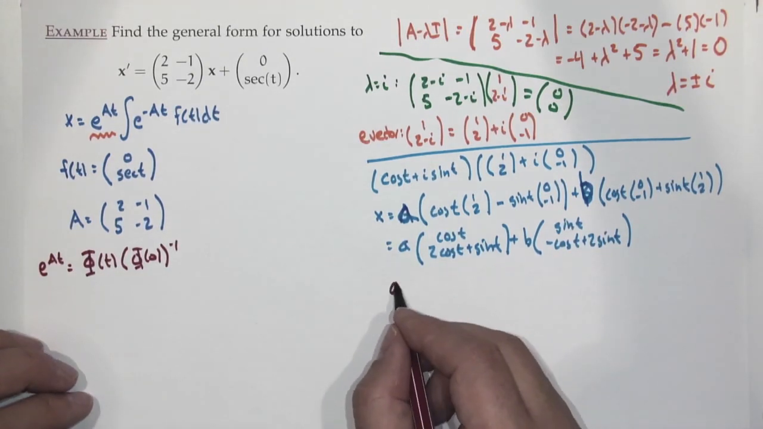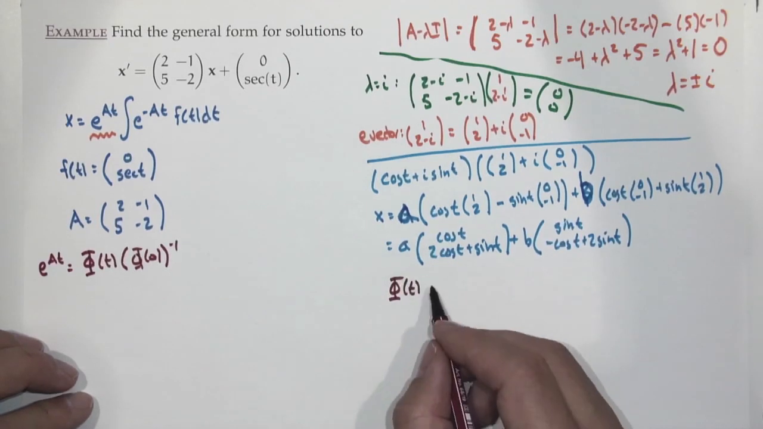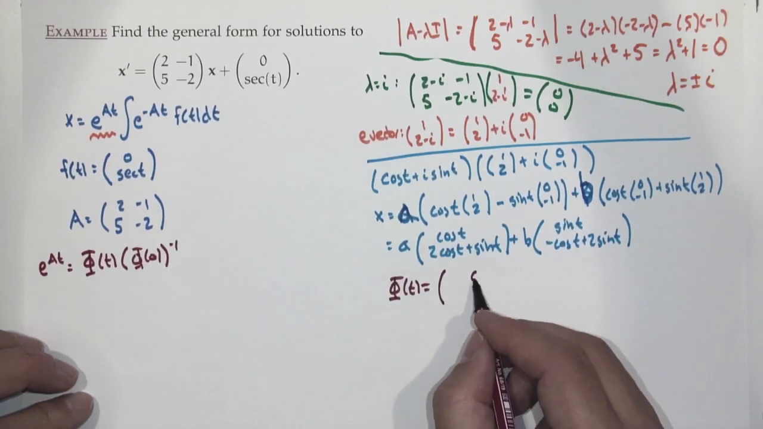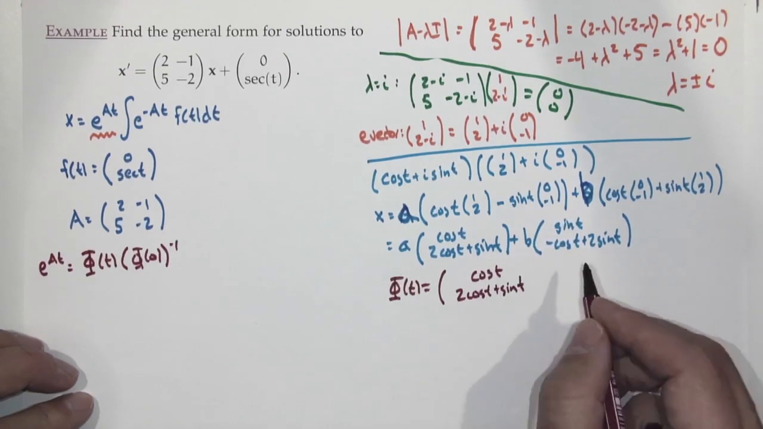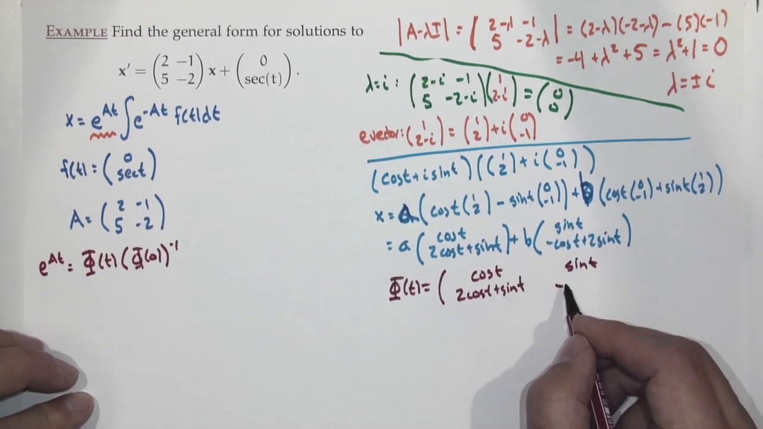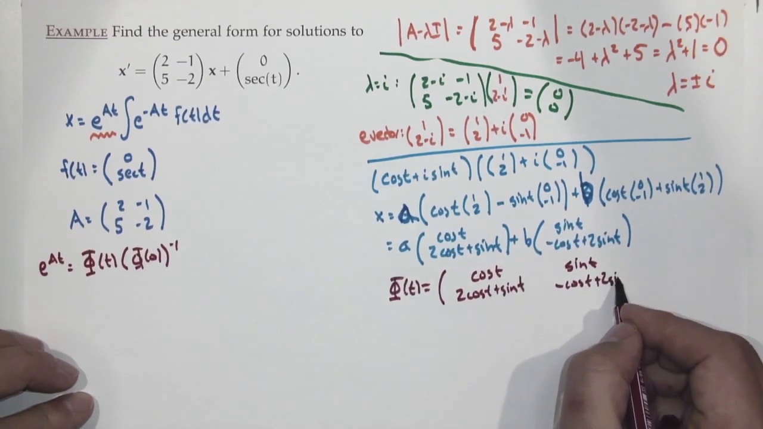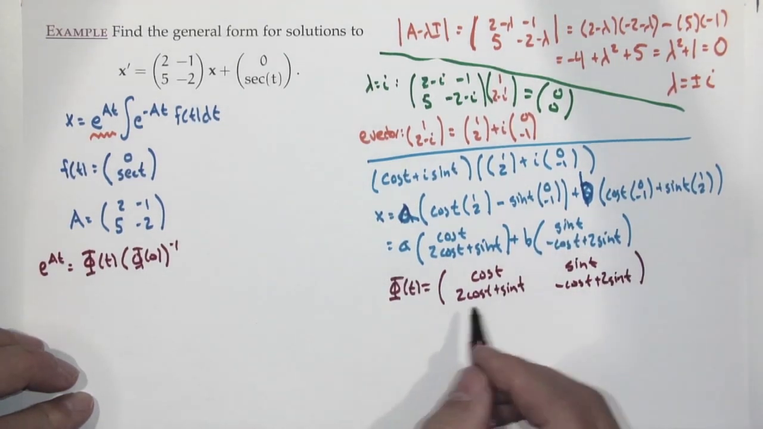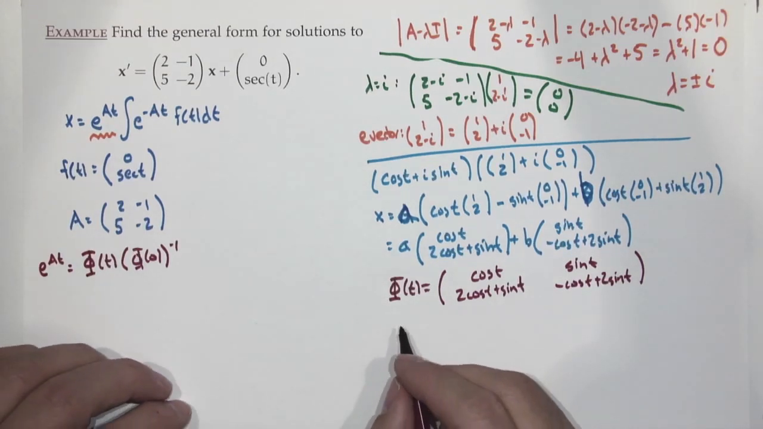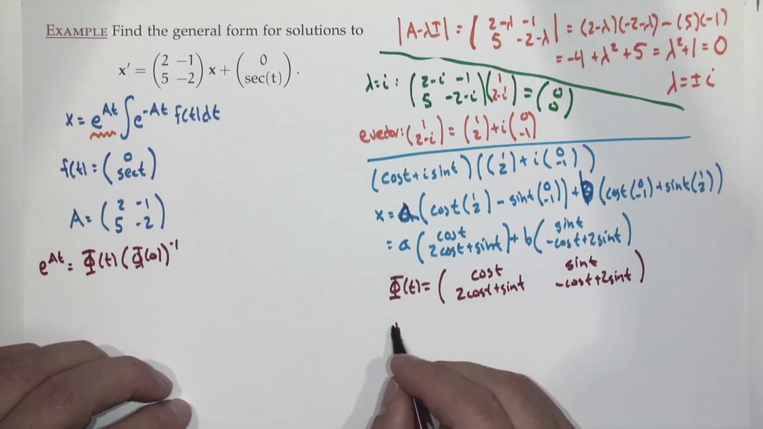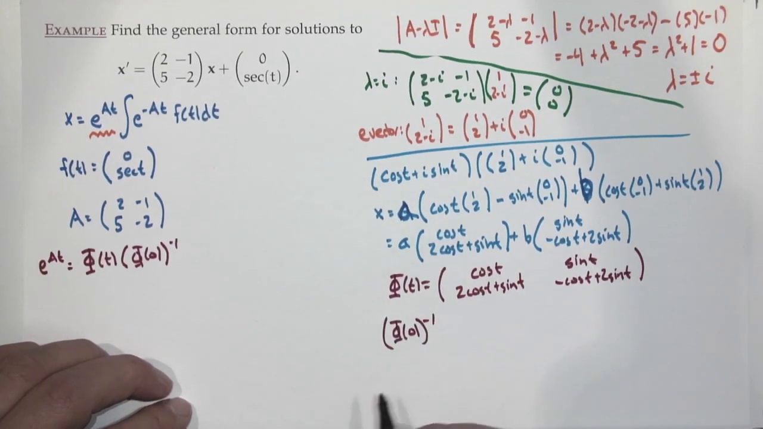So let's start by throwing our two solutions in as our columns: cosine t, 2 cosine t plus sine t, and sine t, minus cosine t plus 2 sine t. Now it's possible that this is the right matrix. It's not, but sometimes you get lucky. So what else do we need? We need the inverse at 0.